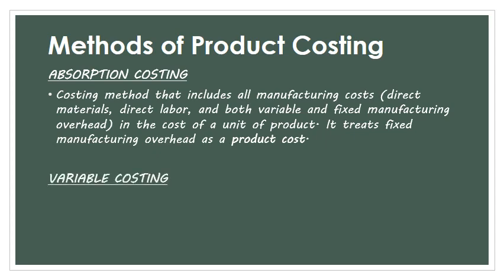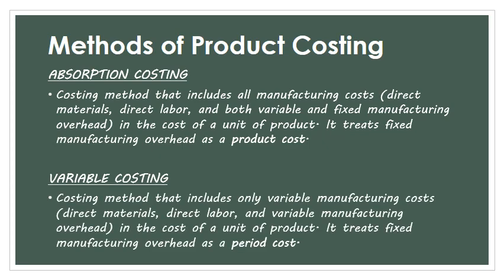And the second method is variable costing. Costing method that includes only variable manufacturing cost, direct materials, direct labor, and variable manufacturing overhead in the cost of a unit of product. It treats fixed manufacturing overhead as a period cost. So, pag sinabi nating period cost, non-manufacturing cost, or hindi natin ini-include as a product cost or non-inventoriable cost.